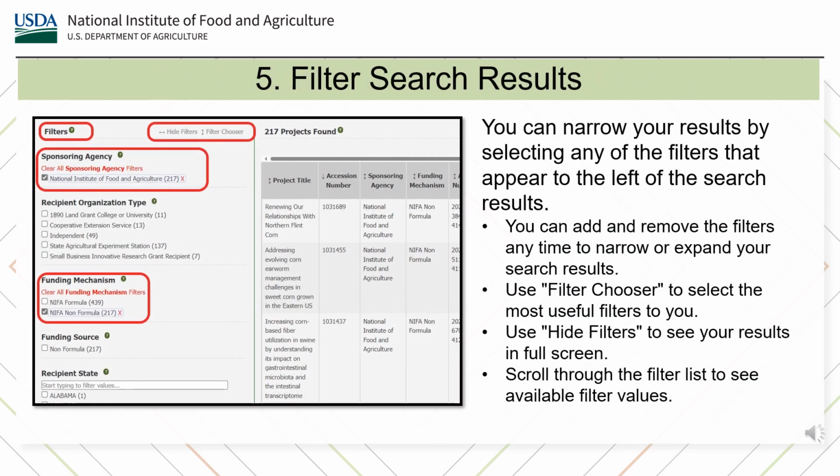After clicking the green search button, you can narrow your results by selecting any of the filters that appear to the left of search results. You can add and remove the filters anytime to narrow or expand your search results. For example, I have selected the sponsoring agency, National Institute of Food and Agriculture, to limit my search results to the projects funded by NIFA. In addition, I have filtered using the funding mechanism filter to only include NIFA non-formula projects. These are the competitive grant programs that NIFA administers.